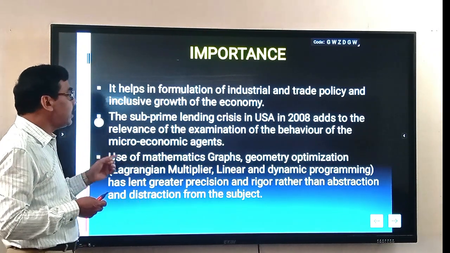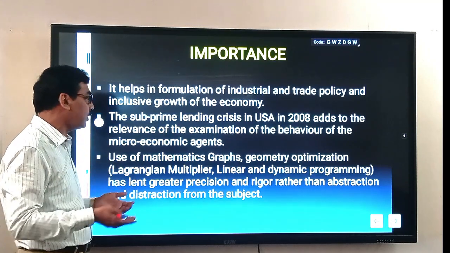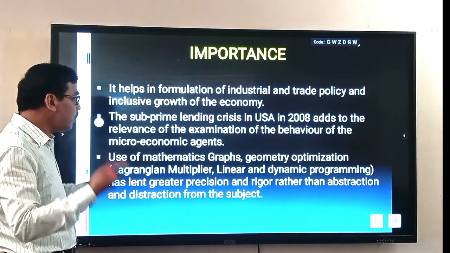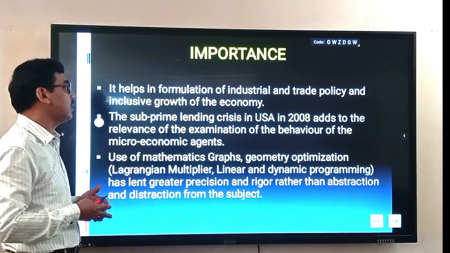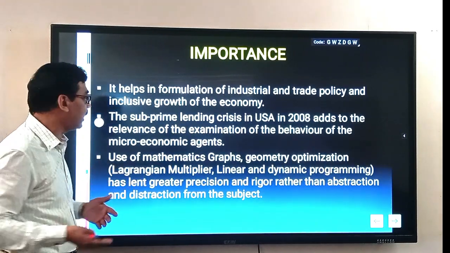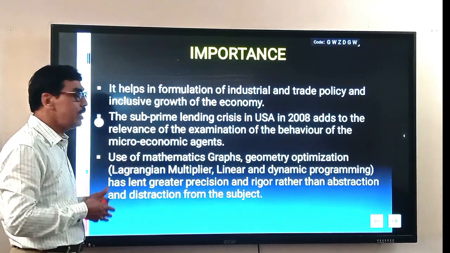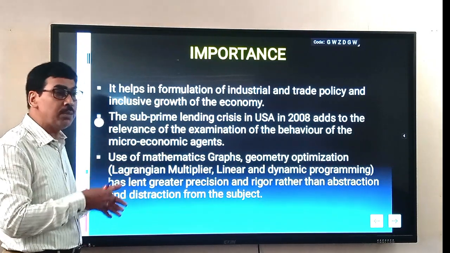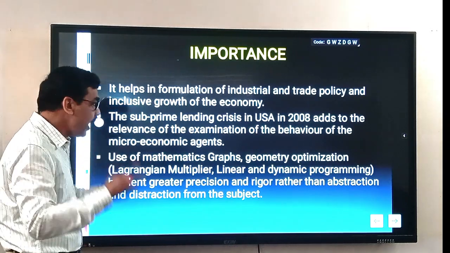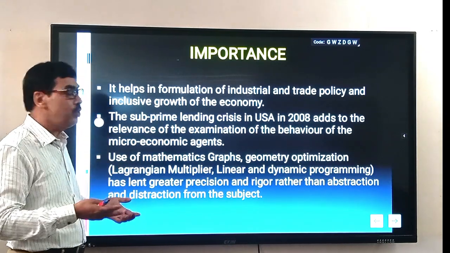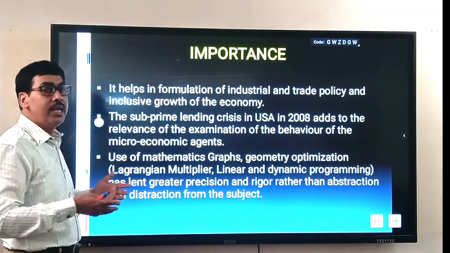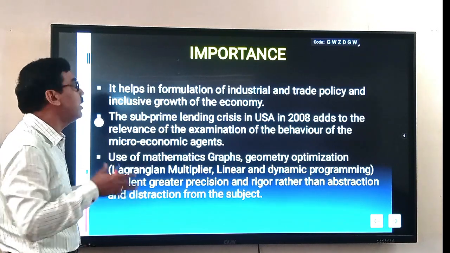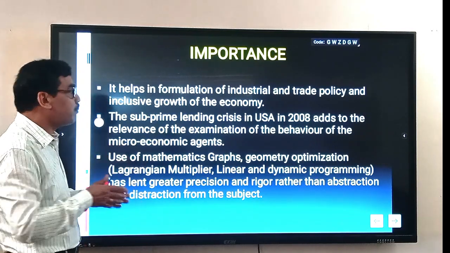The subprime lending crisis in the USA in 2008 adds to the relevance of examining the behavior of microeconomic agents. All of you must be aware that in 2008 there was a severe crisis all over the world, because it started in the USA, which is called the subprime lending crisis, and that was actually the problem of individual banks, where the banks failed to provide everything, and that problem in the USA spread to all other countries. Of course, India got least affected.